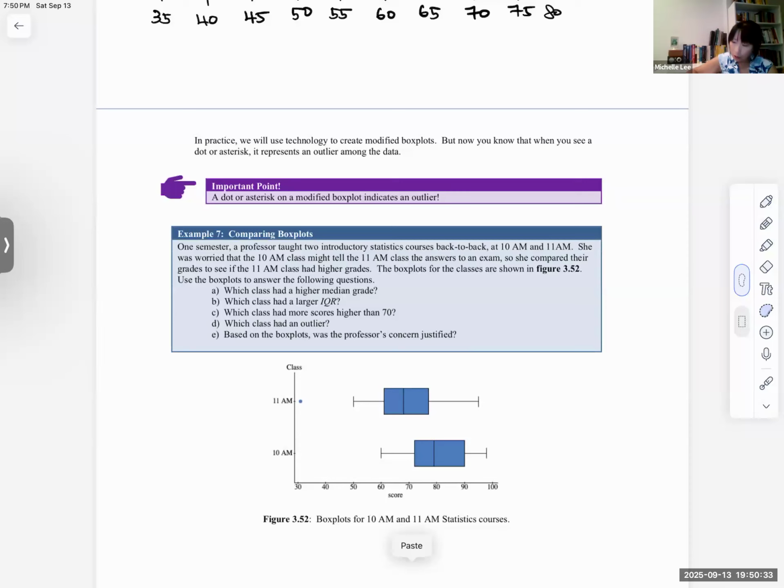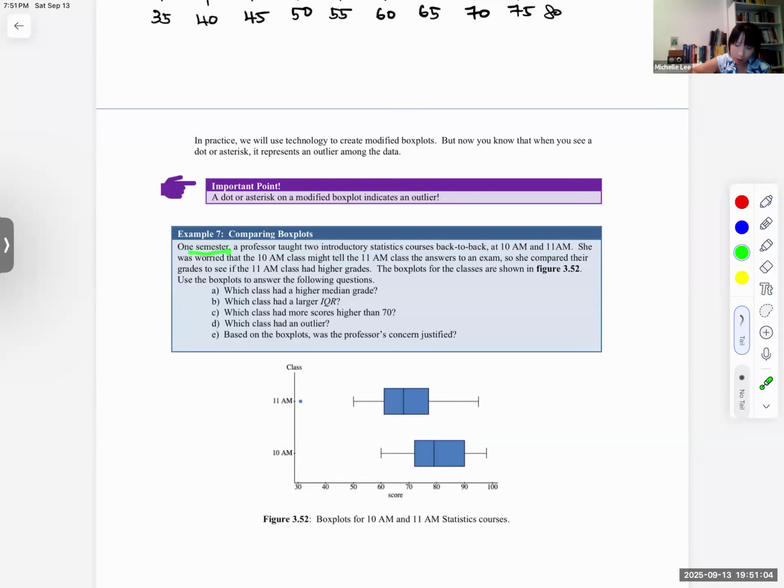So now we have an important point. We can use a dot or an asterisk, as I was using earlier for the outlier, right? Okay, so why are we using a box plot? We want to compare the graphs as well. So let's take a look.